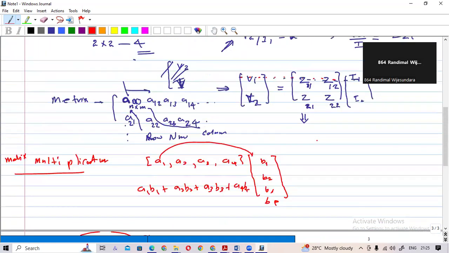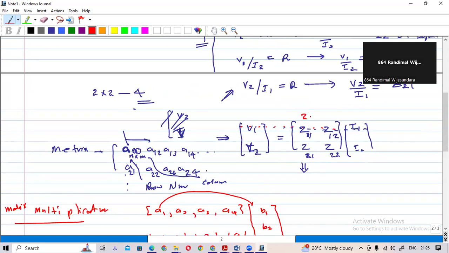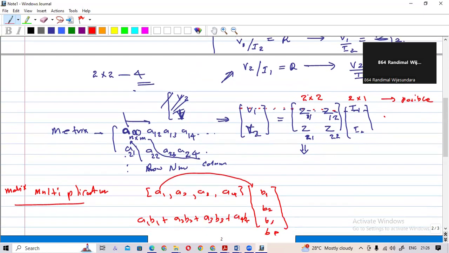Now consider this one. This is a 2 by 2 matrix and this is a 2 by 1 matrix. The matrix multiplication is possible here. So what will be the resultant? Yes, that will be 2 into 1.